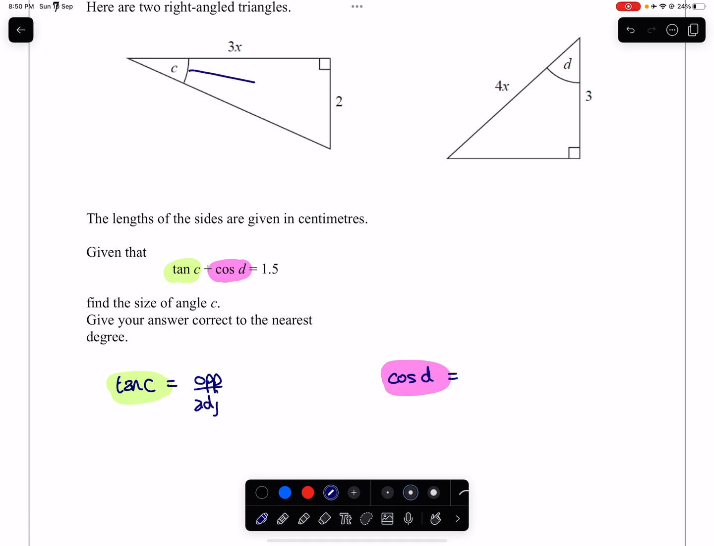The opposite side in this triangle is 2. And the adjacent side is 3x. So from that opposite and from that adjacent, we can substitute in 2 over 3x. Similar situation with the other one, cos of the angle, cos of D, equals our adjacent, which is 3 over our hypotenuse, which is 4x. So we end up with 3 over 4x.